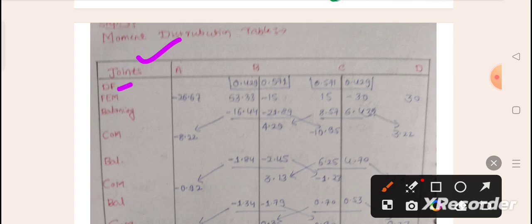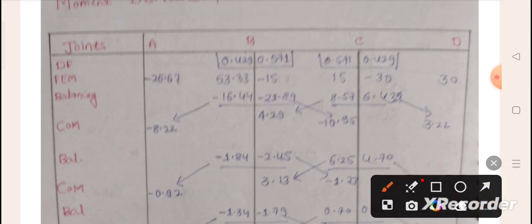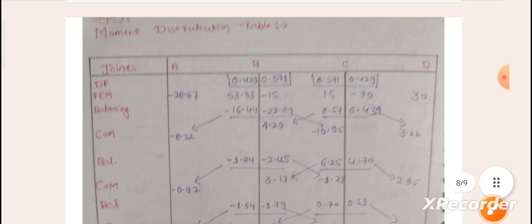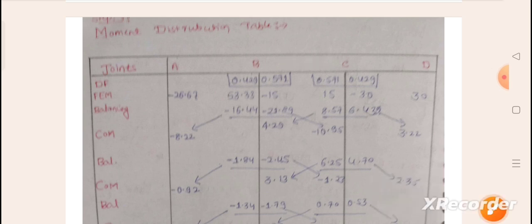First I will write the distribution factor. So distribution factor will be 0.429. If we say this one, what is the value of BA? BA distribution factor is 0.429. For BC it will be 0.571. Same thing for CB 0.571, for CD 0.429.